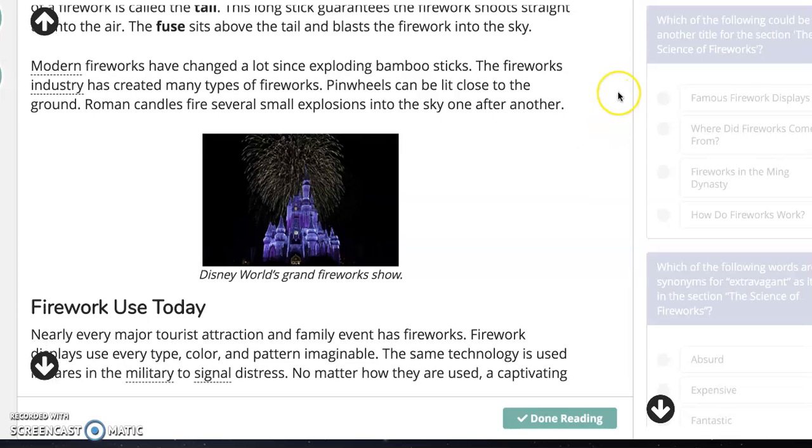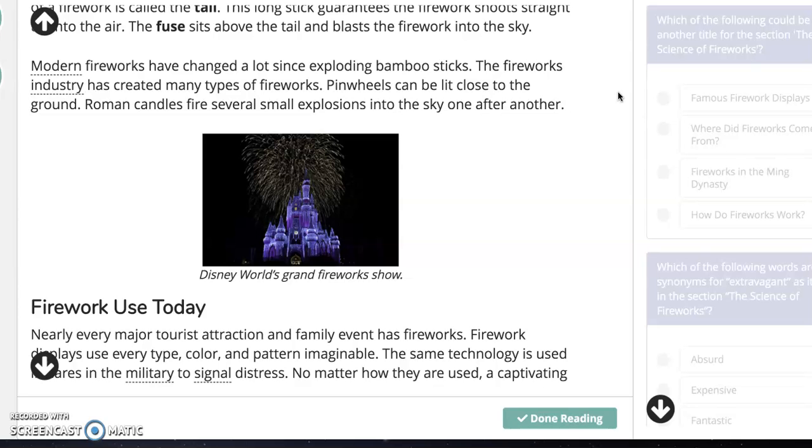Modern fireworks have changed a lot since exploding bamboo sticks, though. The fireworks industry has created many types of fireworks. Pinwheels can be lit close to the ground. So pinwheels are just a type of firework. You can put those towards the ground, while other ones you shoot into the sky.